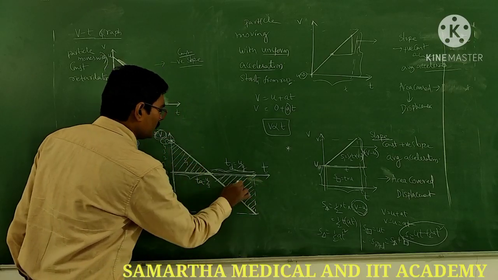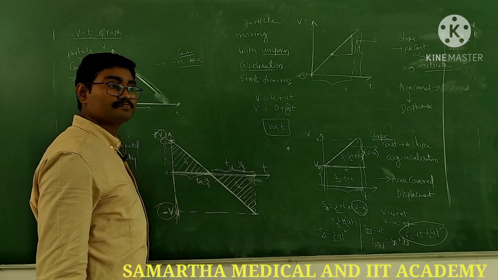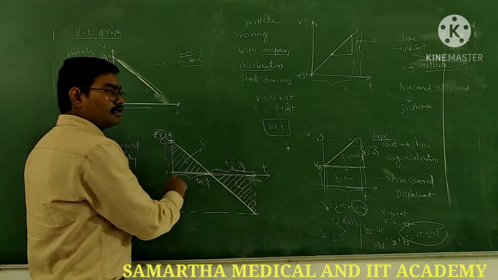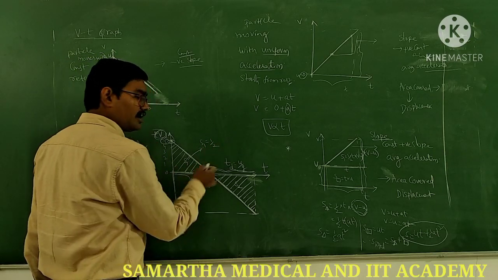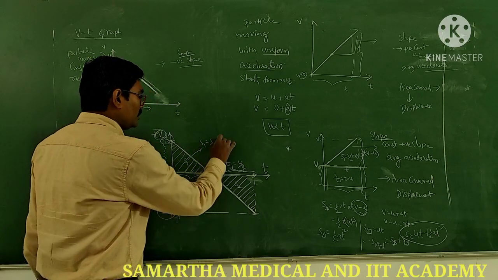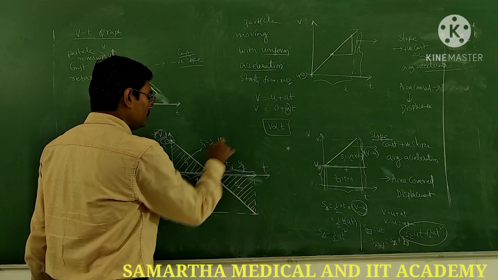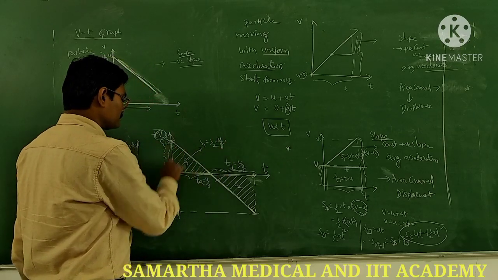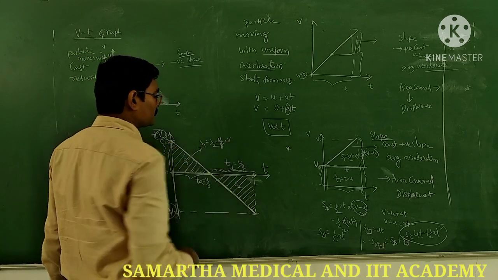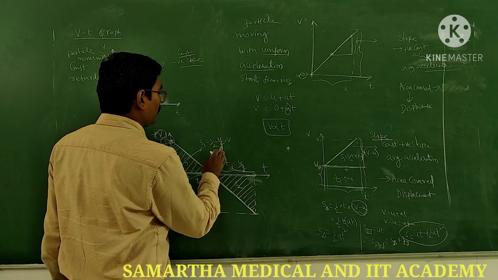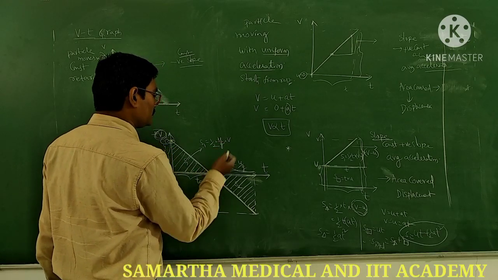This is S1, this is S2. Okay, tell me what is S1? Half, this is a triangle, half base into height. Base is what? Time of ascent, u by g, into v plus v. Okay? Clear or not? Or half T_A into u by g, anyone you can write.